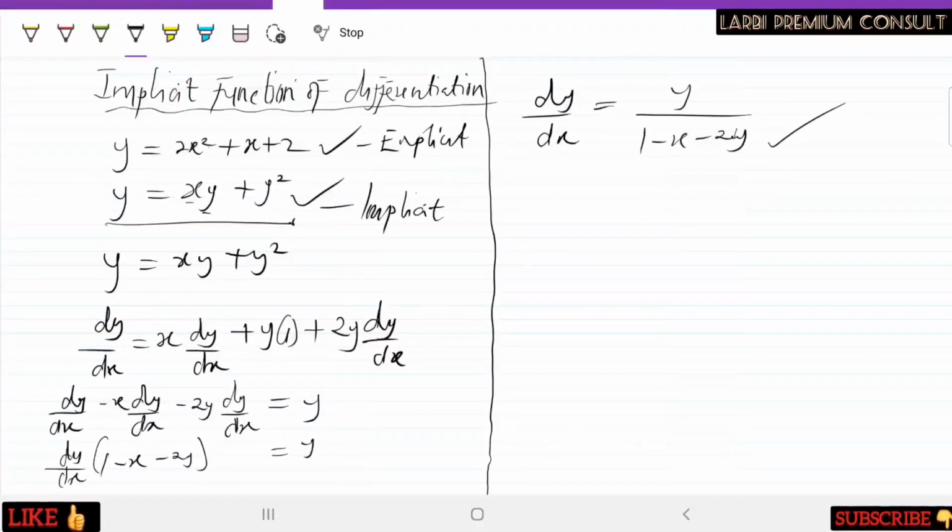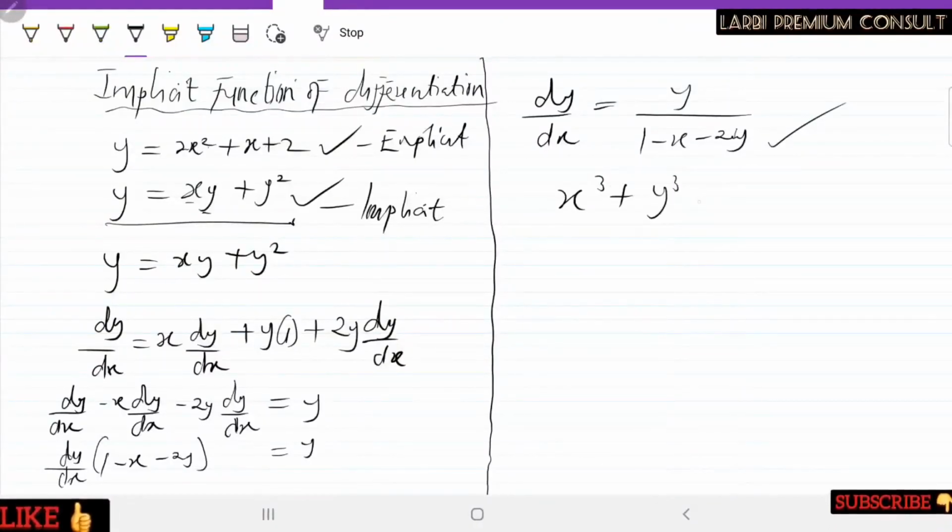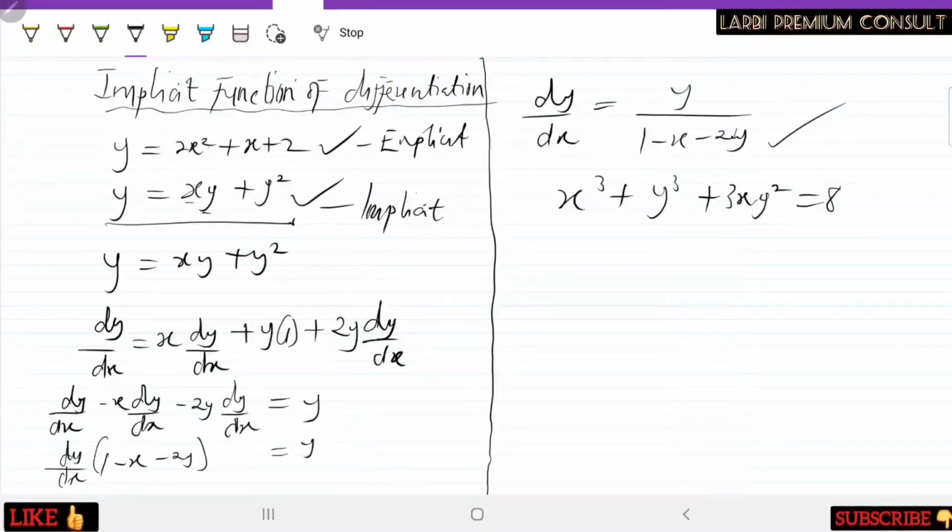So that is the implicit function when it comes to differentiation. So let's take note of that. Let's try this one out. If I have this, let's work this one out. If I have, let's say, x cubed plus y cubed plus 3x y squared is equal to 8. Here, how are you going to differentiate that?